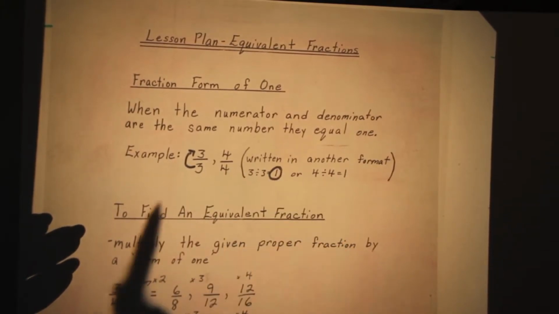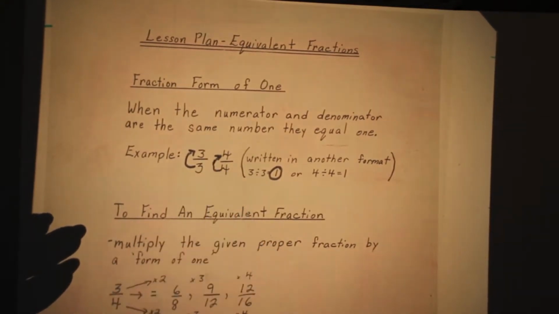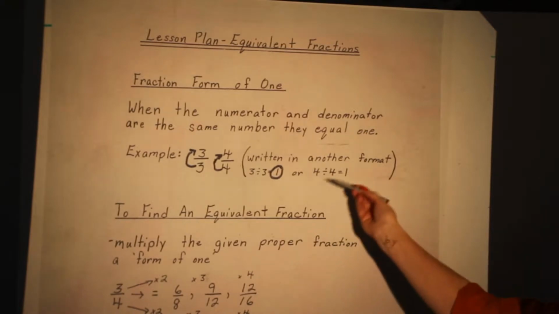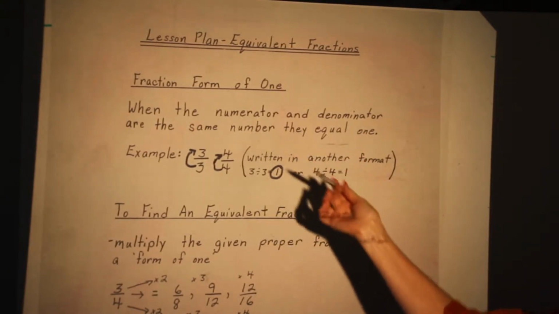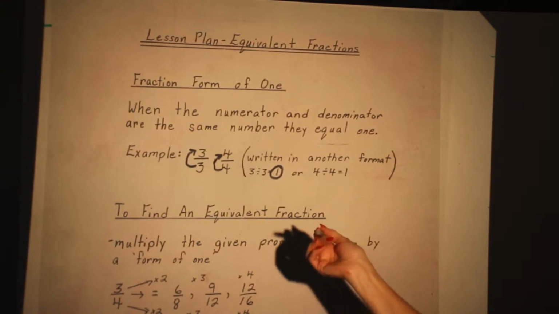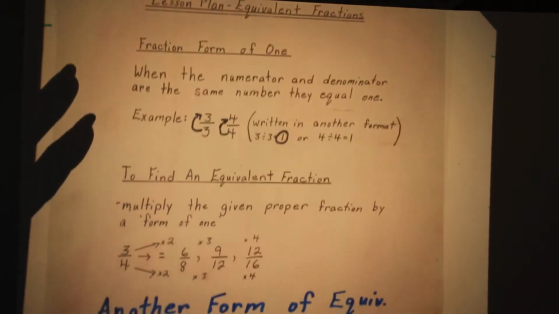There's your 1. How many times can you get 4 out of 4? Again, you're dividing. 4 divided by 4 gives you 1. So sometimes you need the fraction form of 1 to be able to find something called equivalent fractions. So I'm going to move this up higher.